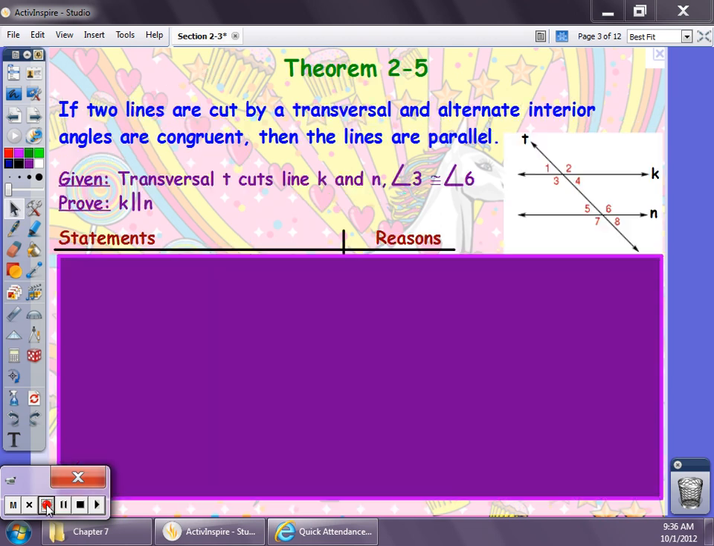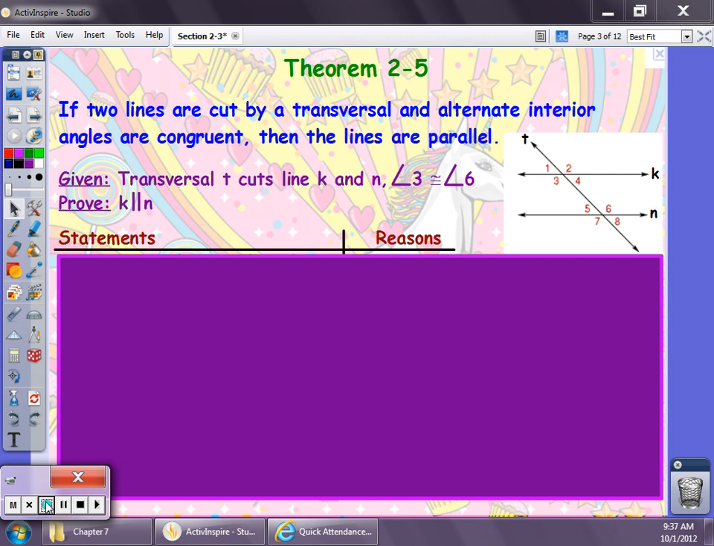parallel. Using postulate 11, we're going to go ahead and prove theorem 2-5, which states if two lines are cut by a transversal and alternate interior angles are congruent, then the lines are parallel. Remember, since we are trying to prove the theorem, we cannot use alternate interior angles as part of our proof and our reason. So we're going to use postulate 11 to prove theorem 2-5.